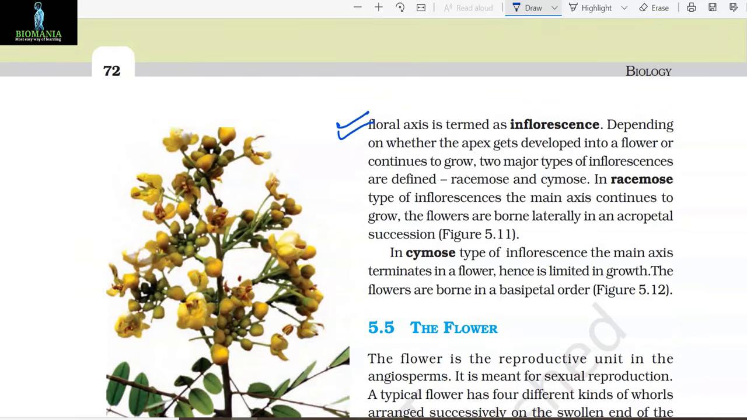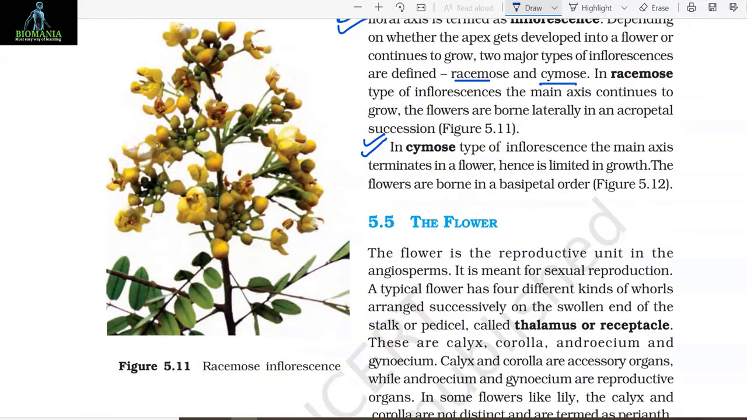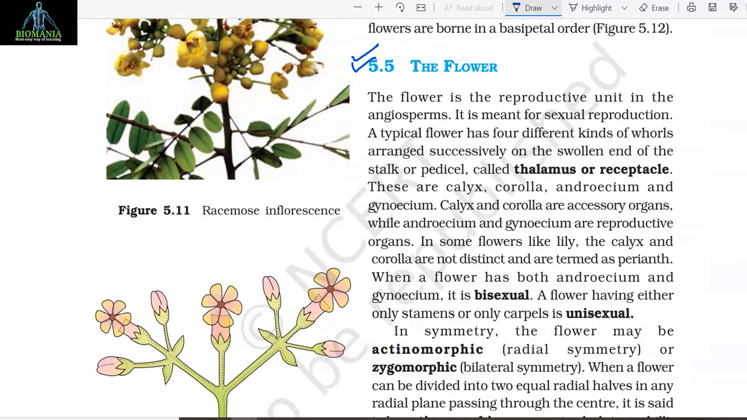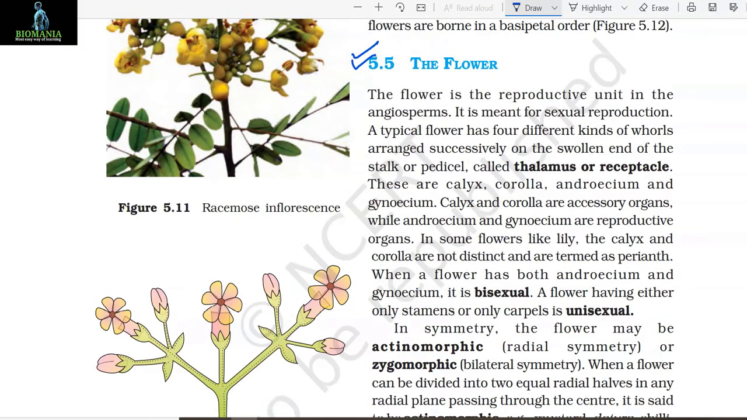Depending on whether the apex gets developed into a flower or continues to grow, two major types of inflorescences are defined: racemose and cymose. In racemose type of inflorescence, the main axis continues to grow. The flowers are borne laterally in an acropetal succession. In cymose type of inflorescence, the main axis terminates in a flower, hence is limited in growth. The flowers are borne in a basipetal order. 5.5 The flower. The flower is the reproductive unit in the angiosperms.